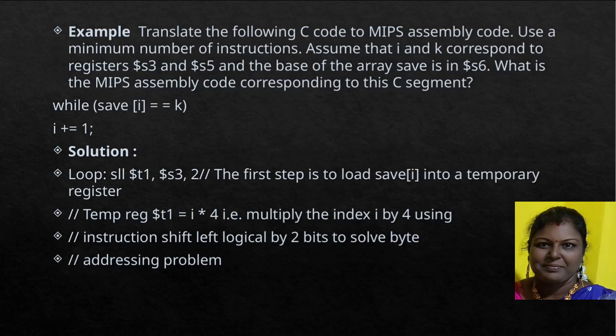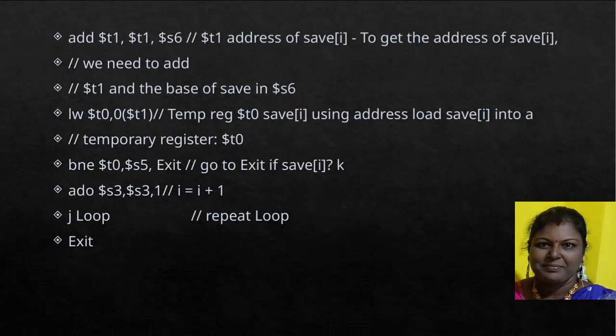Here, we're working with assembly instructions to access and compare elements in an array. First, we calculate the address of save at index i by adding the base address in S6 to the offset in T1. Then, we load the value at that address into a temporary register, T0. Next, we compare this value with S5. If they're not equal, we jump to exit. Otherwise, we increment our counter in S3 and jump back to loop to continue processing.